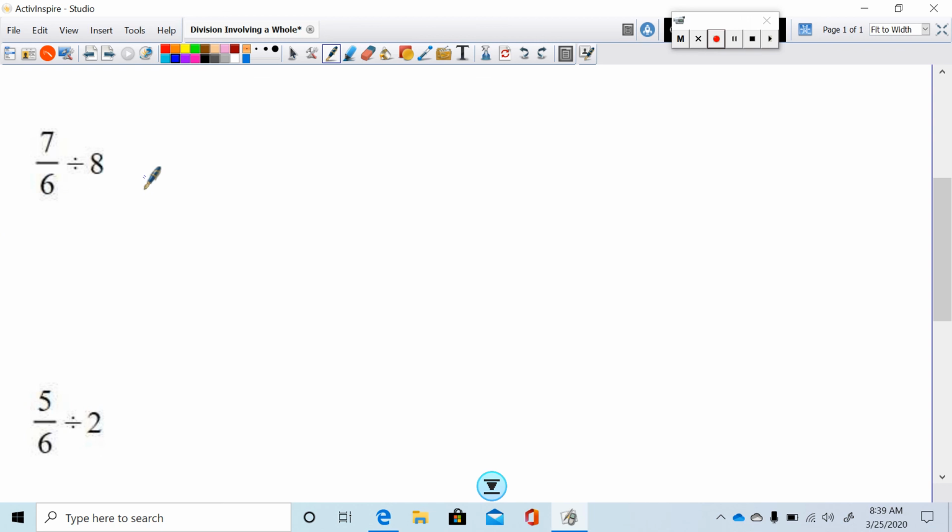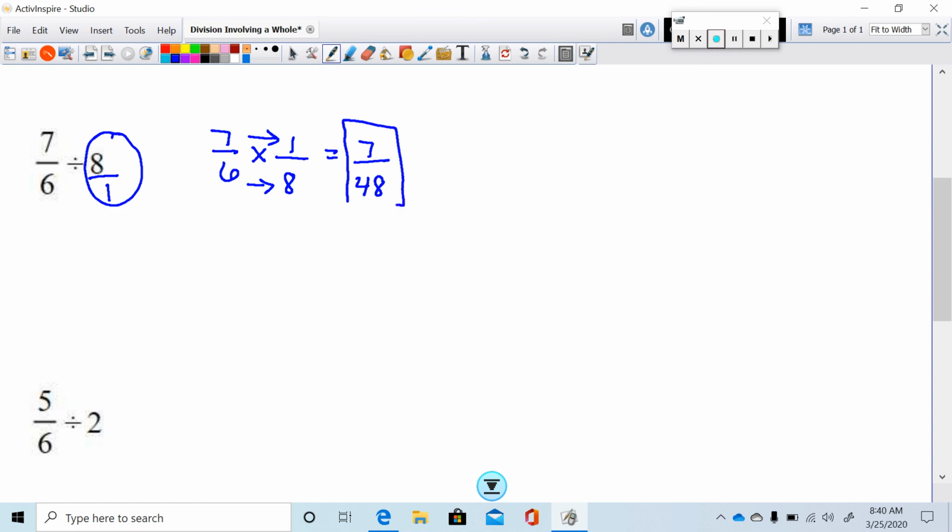Okay, so make any whole numbers a fraction by putting a 1 under the bottom. Keep the first fraction, change division to multiplication, and the second fraction gets flipped. Multiply straight across. 7 times 1 is 7. 6 times 8 is 48. And there is nothing you can divide those by, so that's the answer to that one.